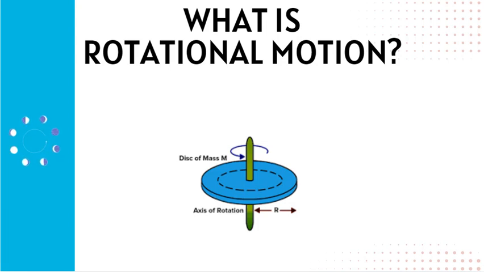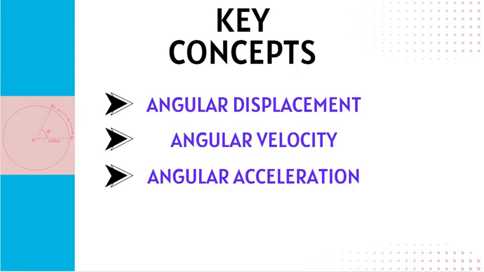But what causes rotational motion? Force is responsible for all motion that we observe in the physical world. The force responsible for rotational motion is called torque or the moment of the force. In rotational motion, we have certain variables called the rotational variables. The different types of rotational variables are angular displacement, angular velocity, and angular acceleration.